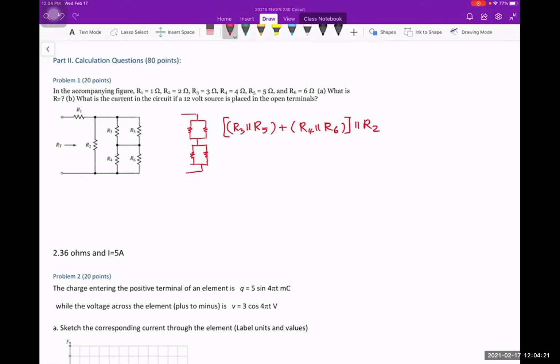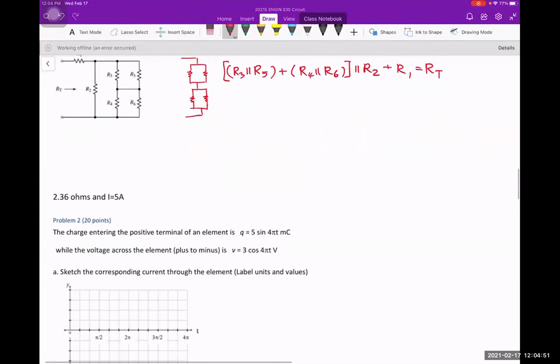Then the whole thing is in series with R1, so you plus R1 at the end. That will be your R total, or the R equivalent, or the R between 2 terminals. And they give you all the values. You simply put the values inside of this equation. I don't need to walk you through this calculation. If you put all the numbers in there, you should get the result, which is 2.36. So the RT is 2.36 ohm.